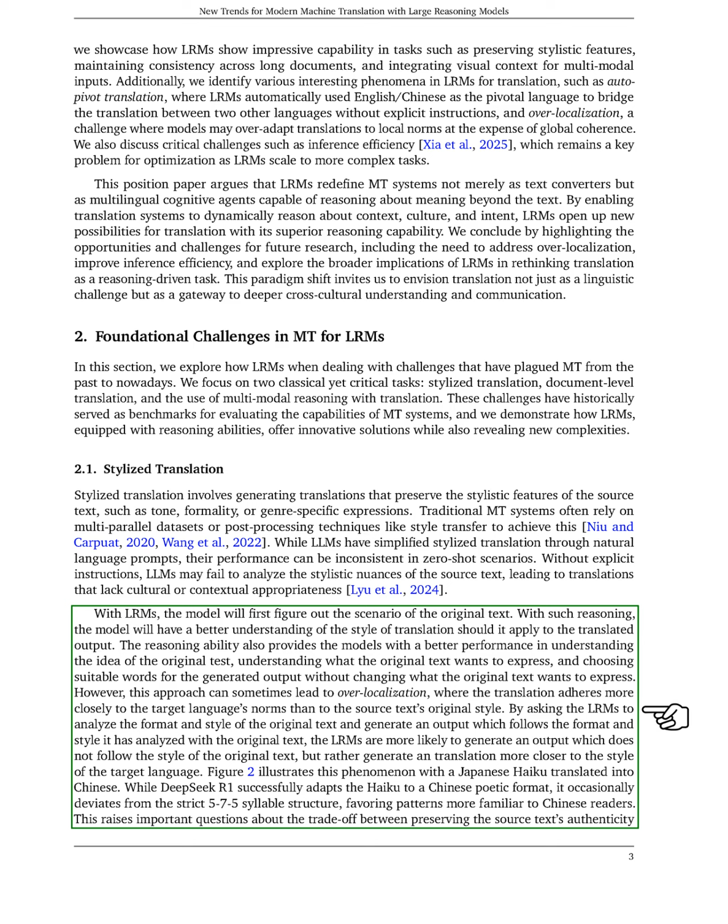For instance, we illustrate this with a Japanese haiku translated into Chinese. While the translation adapts to a Chinese poetic format, it occasionally deviates from the strict syllable structure, favoring patterns more familiar to Chinese readers. This situation raises important questions about balancing the authenticity of the source text with the translation's accessibility and appeal in the target language. We also provide additional examples, such as translations of Spanish poetry, in the appendix.